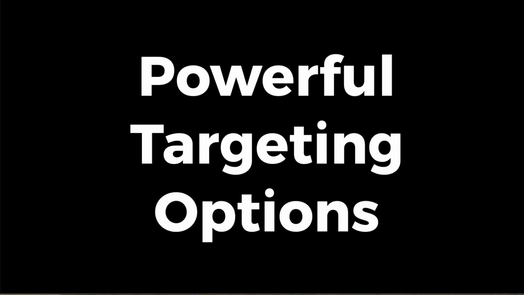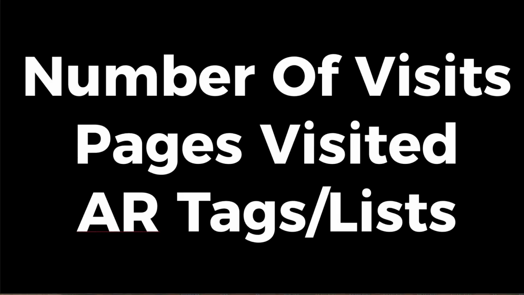Number 3, powerful targeting options. I love this feature. This feature allows you to have the right message to the right user at the right time. You can target things like the number of visits. So when people are there for the third time, you can show them a different box than when they're there for the first and second time.